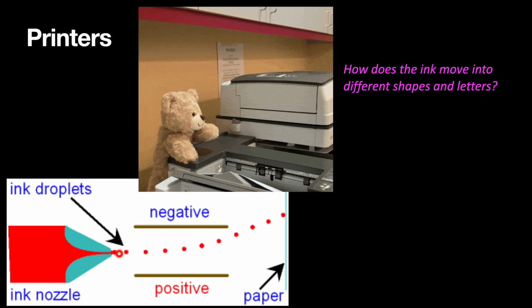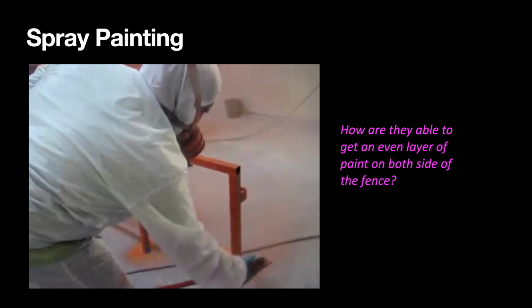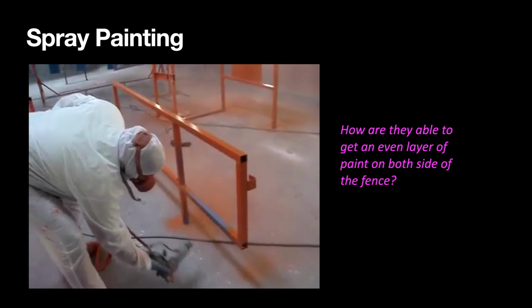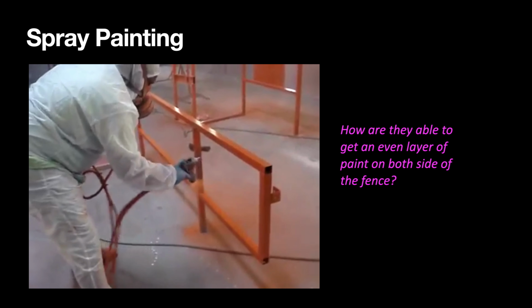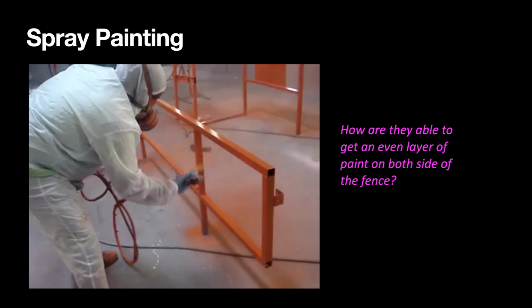Have you ever wondered how they're able to get an even coat of paint on both sides, even though the man is only standing on one side? They actually use static electricity to help. Let's take a look.